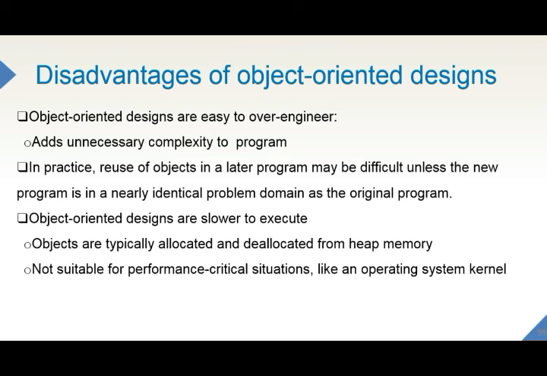Another issue for object-oriented design is that it is slower to execute. A major cause of this is that objects are typically allocated and deallocated from heap memory, and we know that heap memory is a hierarchical structure where the larger it is, the slower its action gets. Also, heap takes too much time in execution. It is not suitable for performance-critical situations like an operating system kernel.